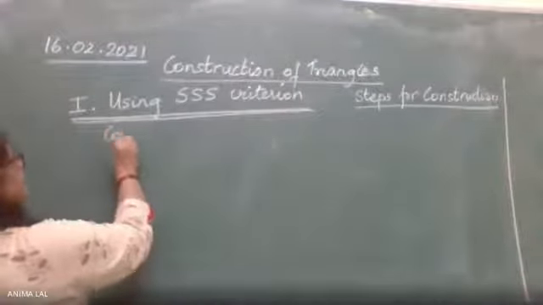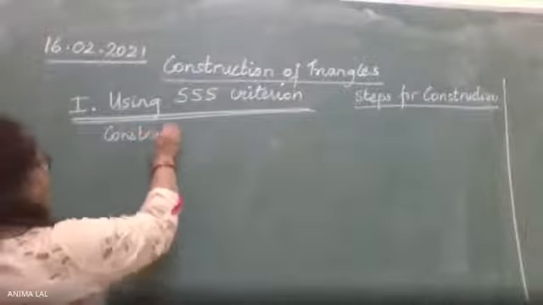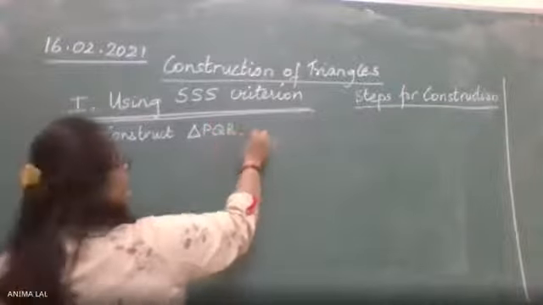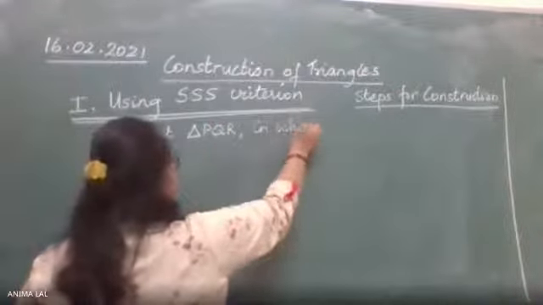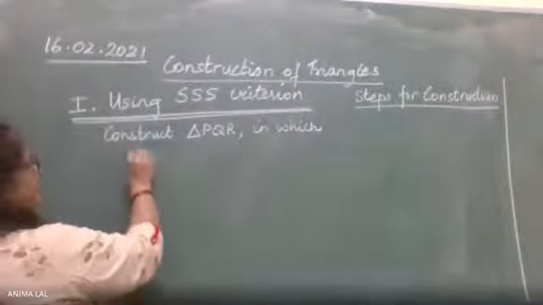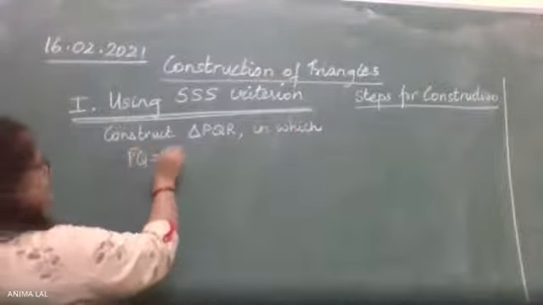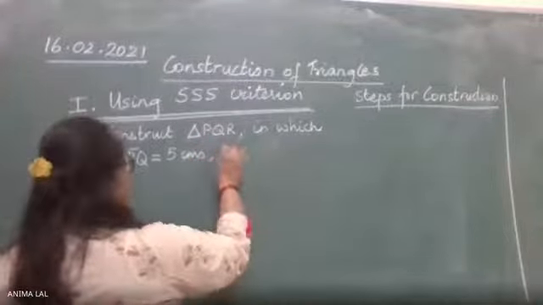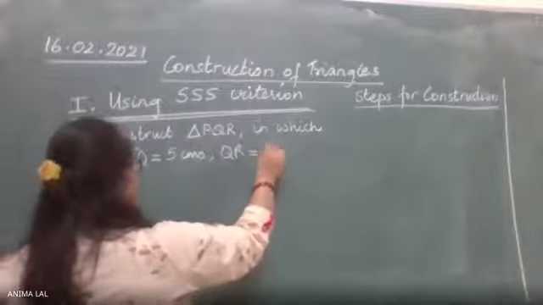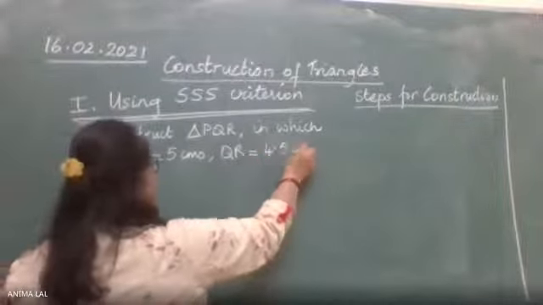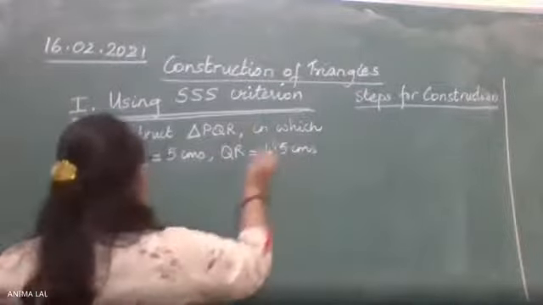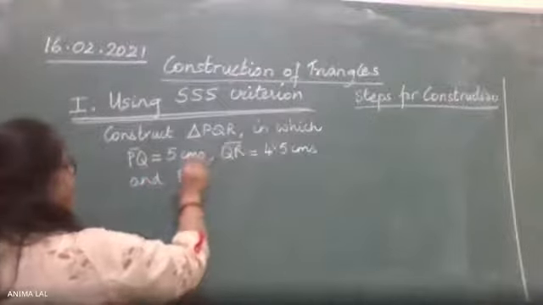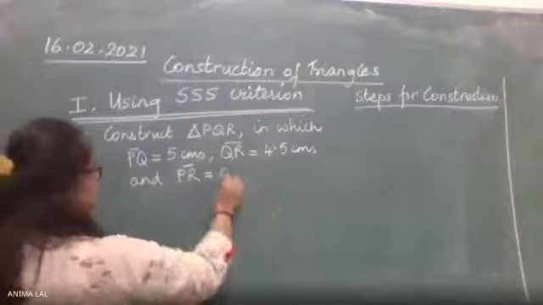Construct triangle PQR in which side PQ is equal to 5 centimeters. Write this down. QR is equal to 4.5 centimeters and PR is equal to, let's take 6 centimeters.